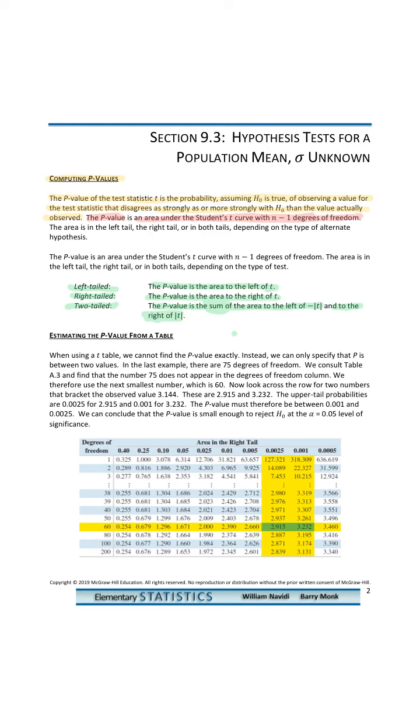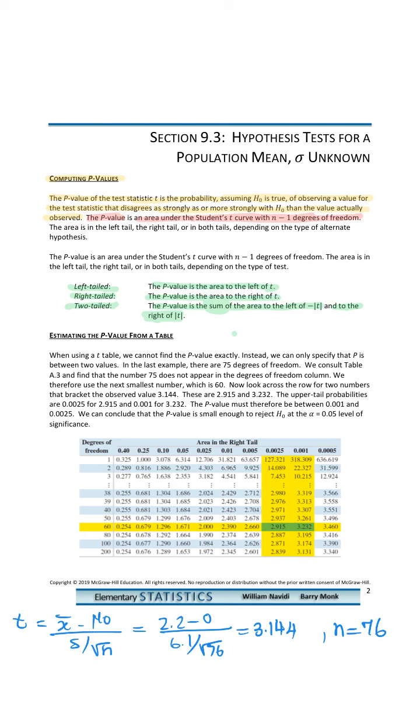Assume in an example we calculated the test statistic (x bar minus mu 0) over (s over square root of n). Assume we got 3.144, and n in the problem is 76. So degrees of freedom is n-1, that is 75 degrees of freedom. So we need to obtain the p-value for this.